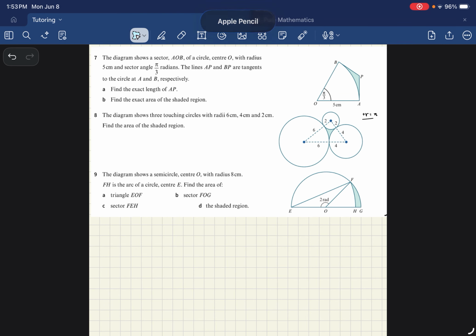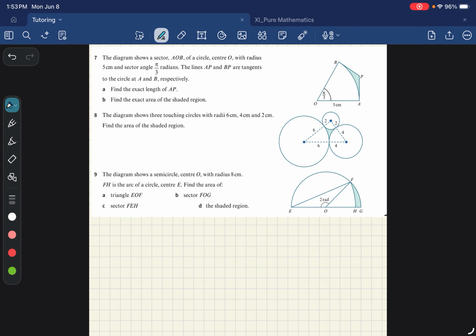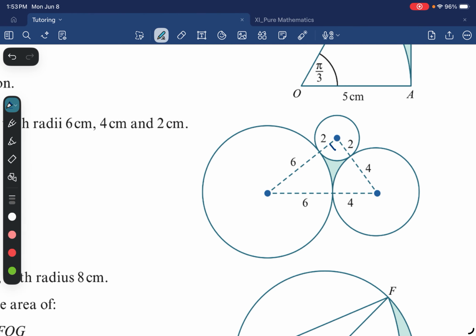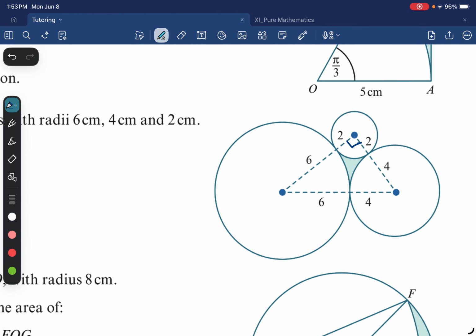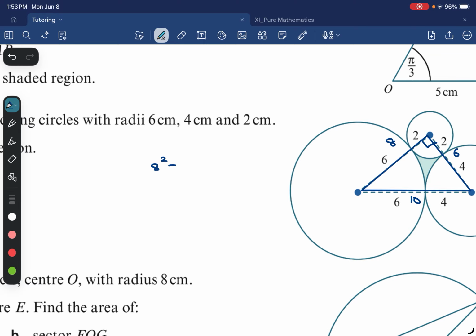So, I would like to revisit question 8, because we realized after using the law of cosine that this is your right angle, right? And how can we test that? Well, if you take this side, 6 plus 2, this is 8, right? 4 plus 2, this is 6. And 6 plus 4, this is 10. So if you use the Pythagorean theorem, 8 squared plus 6 squared is equal to 10 squared, you see that you get 100 is equal to 100.